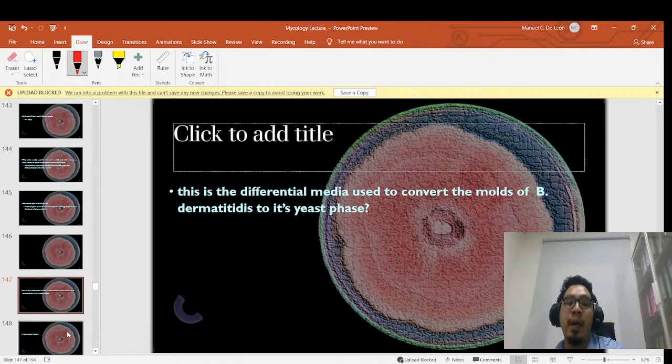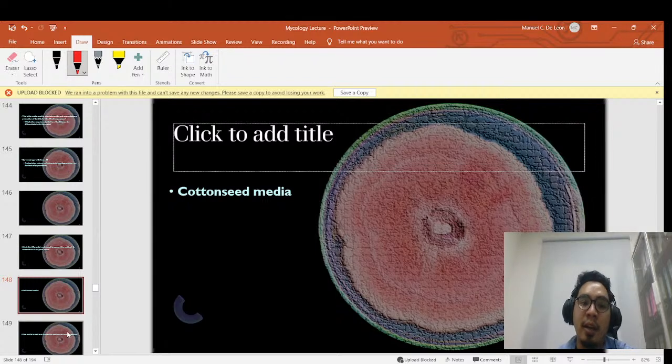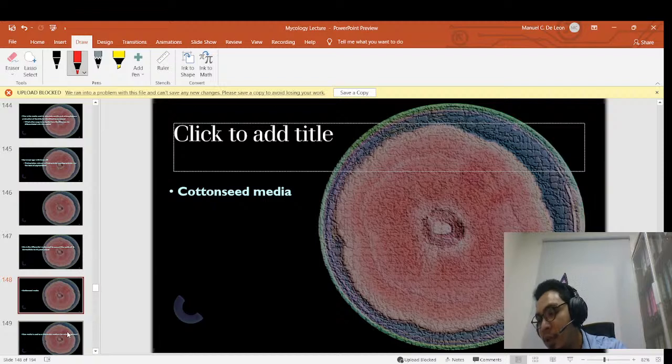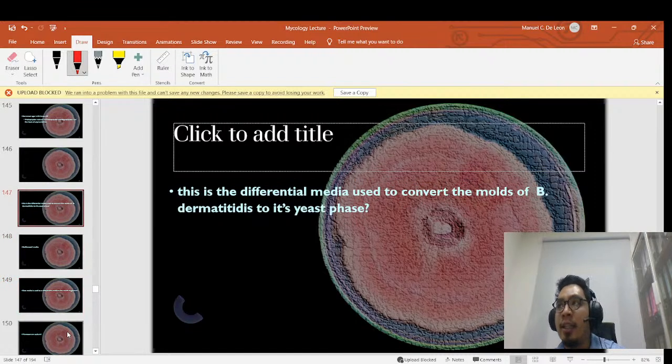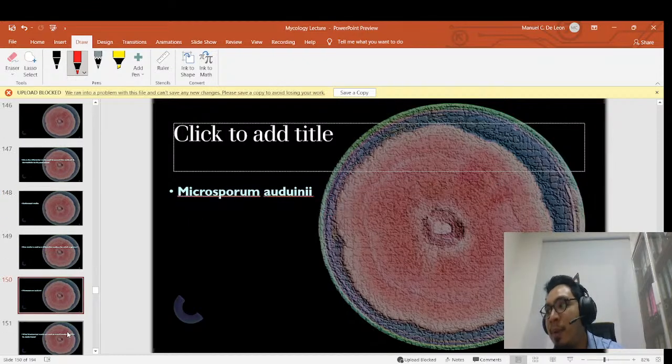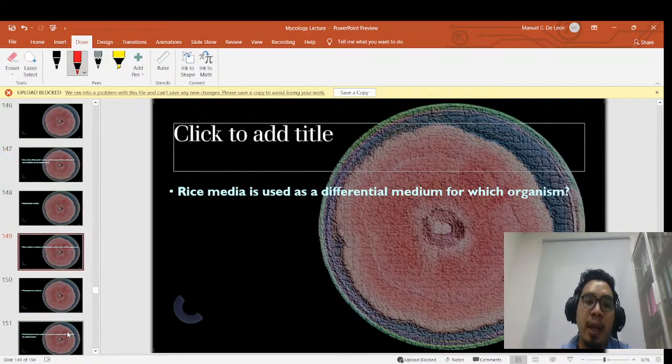Another thing that we need to talk about is the differential medium that can convert the molds of Blastomyces dermatitidis into its yeast phase. This is your cotton seed media. See, the study of mycology is pretty easy because of bird seed, cotton seed, cornmeal. So you will basically remember, it comes from a plant, it comes from a seed, it's probably a microorganism. Okay, next, rice media.